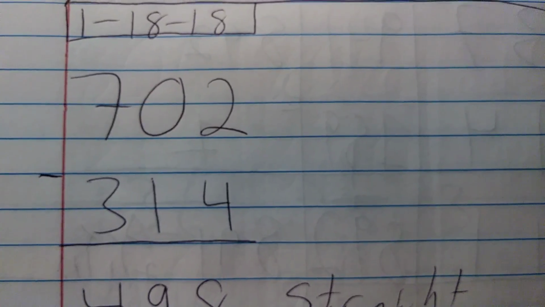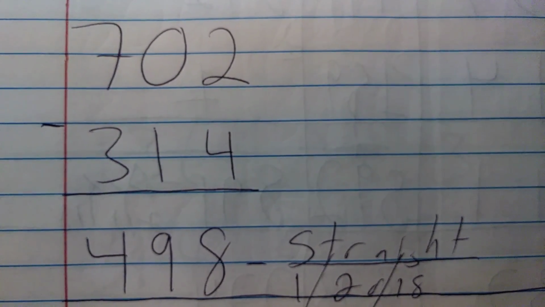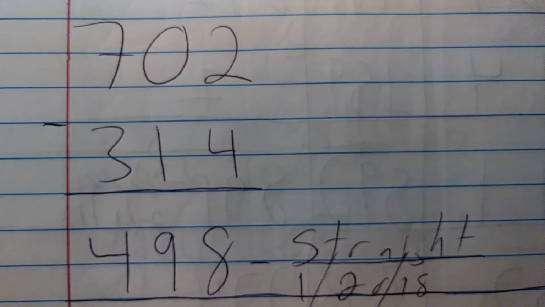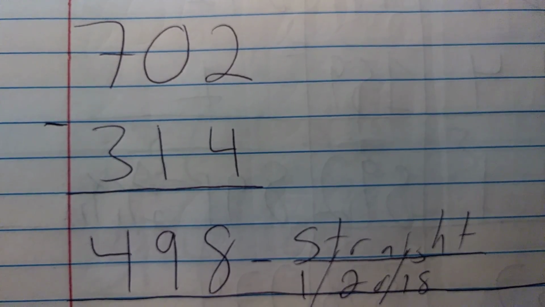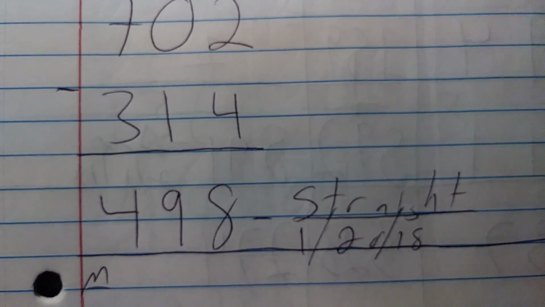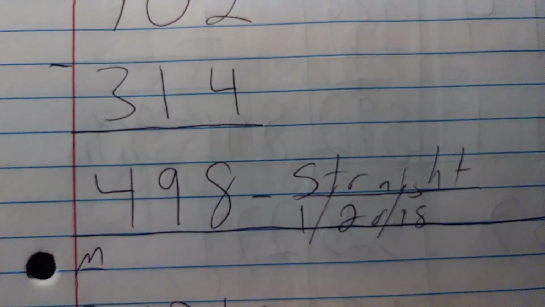So on January 18th, 702 hit. You're going to subtract off 314, so 7 minus 3 is 4. 10 minus 1 is 9, and then 12 minus 4 is 8. And then 498 was a straight hit on January 20th.